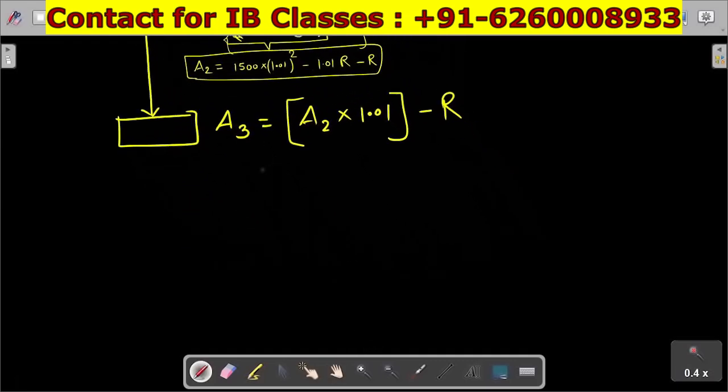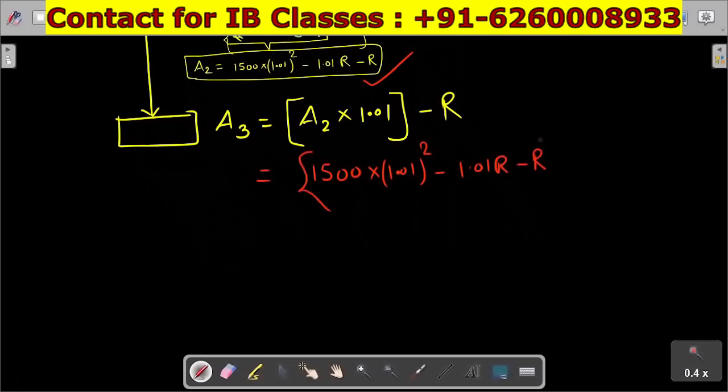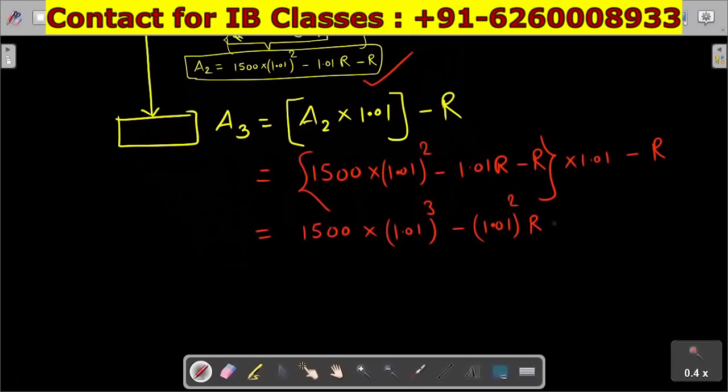Let us put the value of A2. What's A2? It's 1500 into 1.01 squared minus 1.01 R minus R, this into 1.01 minus R. So let us simplify this. This will become 1500 into 1.01 raised to power 3 minus 1.01 squared R minus 1.01 R minus R.